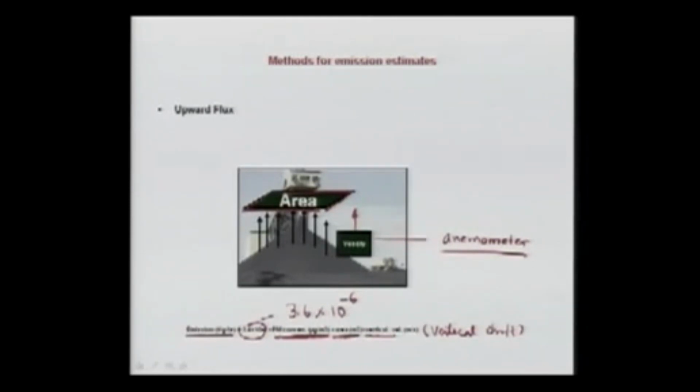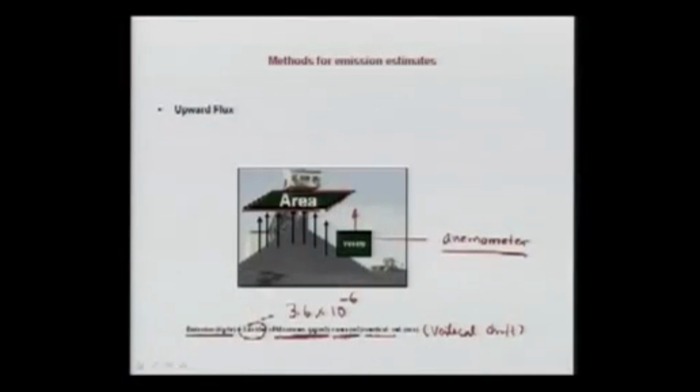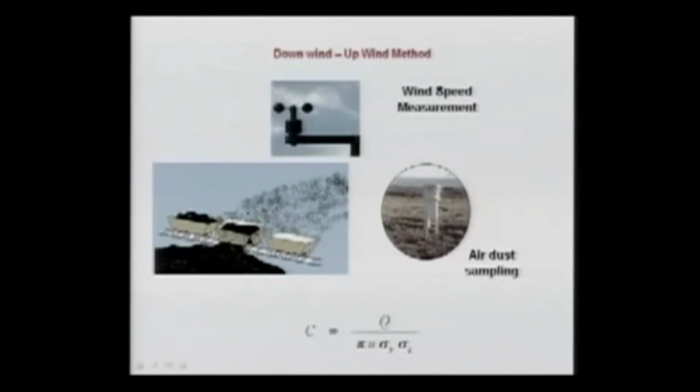So it's a simple method. Now let's talk about the other method. Wherever you are discharging the pollutant from the top, or a confined area where the pollution is likely to rise, you can use this particular method, and it is frequently used. We also use the downwind upwind method, which I had described in my earlier slide.